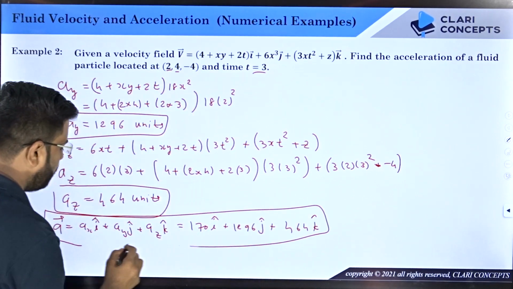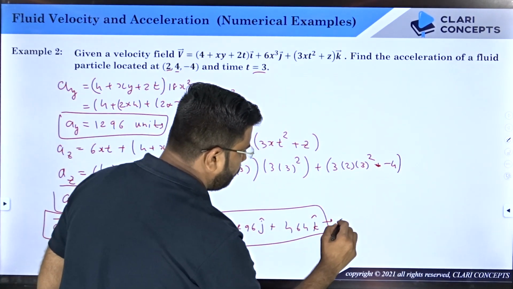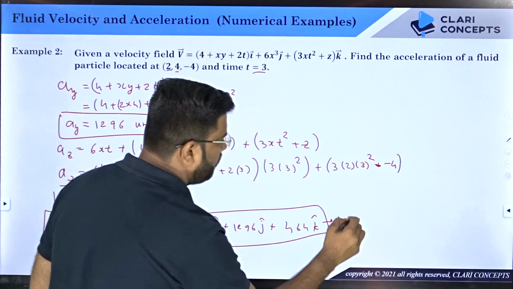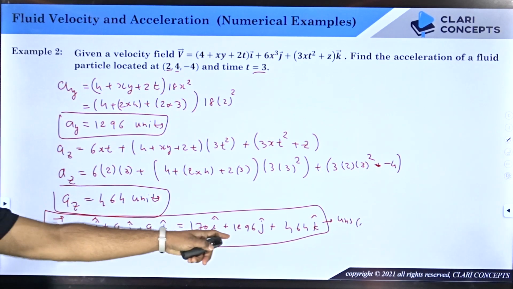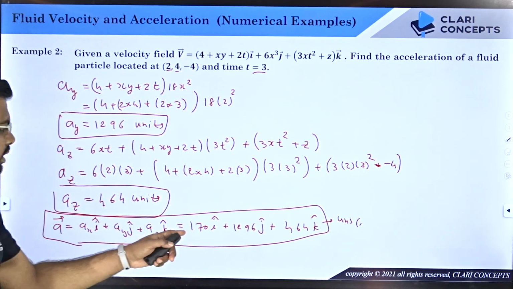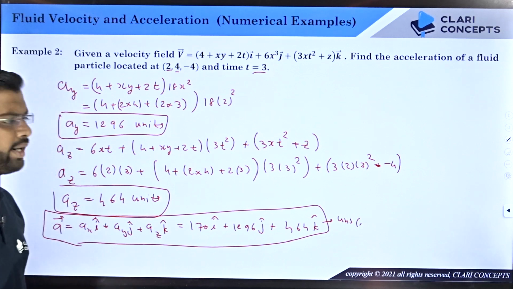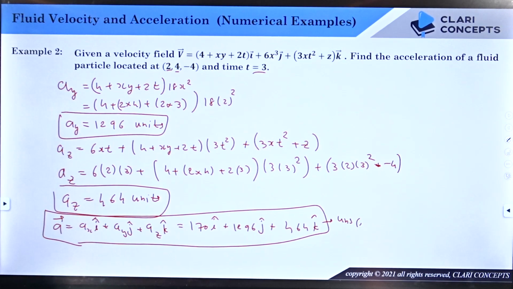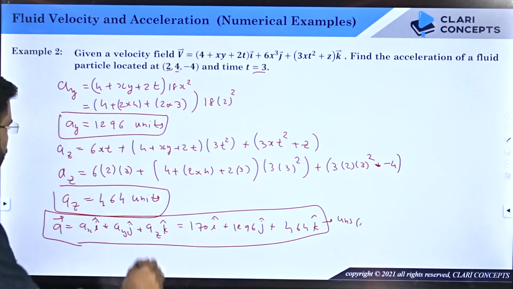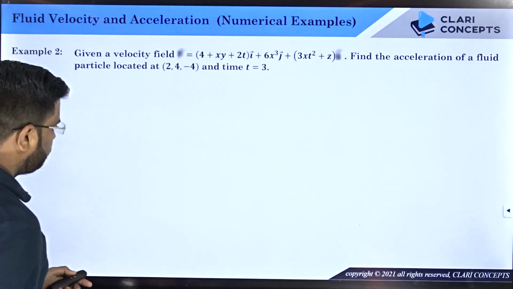And if you want the magnitude of this acceleration, you can easily calculate the square root of the sum of squares of all these 3 values. You can get the answer, right? Let me check whether it is correct or not. 170, 1296 and then 572. I think I made some mistake. This should be 572. Let me check.